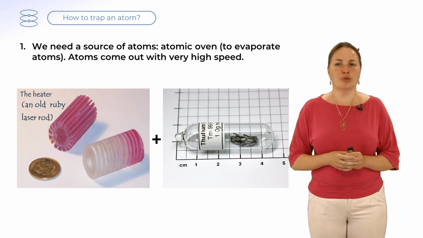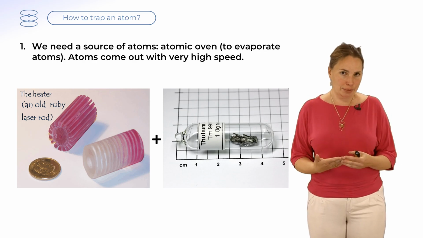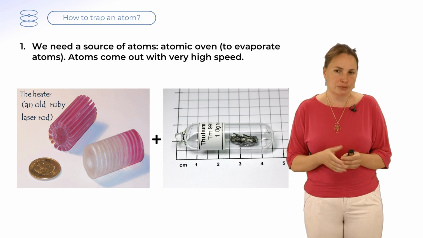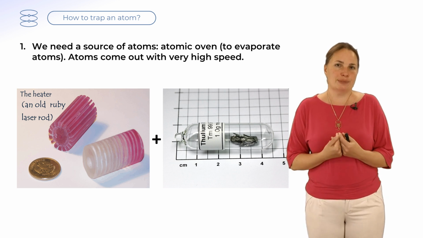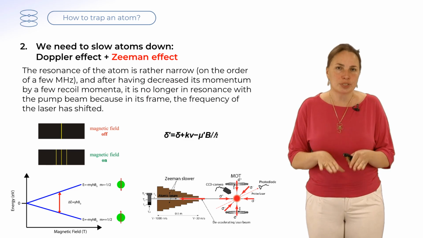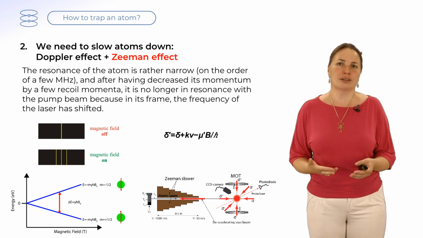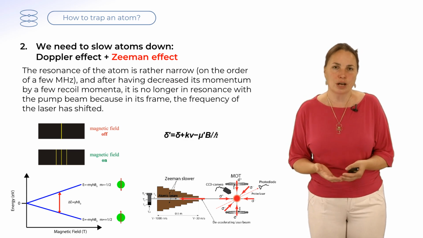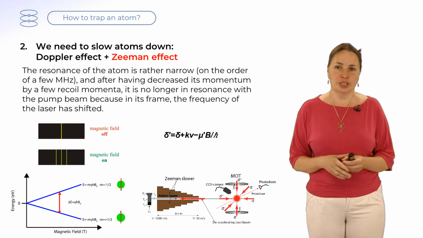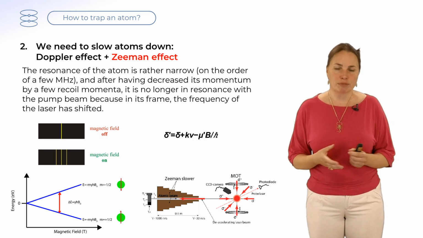So with an atomic oven, we need to evaporate the atoms and have a flow of atoms. And of course, because we need to heat a piece of metal, for example, these atoms will have a very high speed, right? So first we have to somehow slow them down, because no existing traps today allow us to catch very, very high speed atoms. So first we need to slow them down. We again use the Doppler effect, which we already remember.